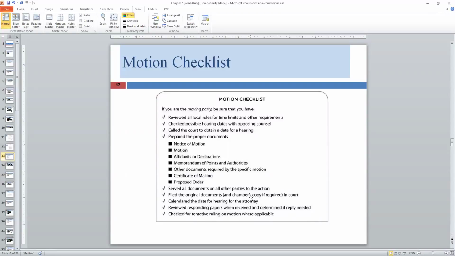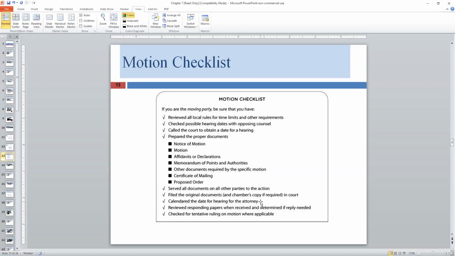You want to make sure that the date is calendared for the attorney. Very likely you will be keeping the calendar for the attorney, and if it's not you, then it may be his or her secretary. So you want to make sure that's on the calendar. And you will, of course, wait to see what the other side says, see what kind of response the other side makes. And at that point, you will decide whether you want to respond further.